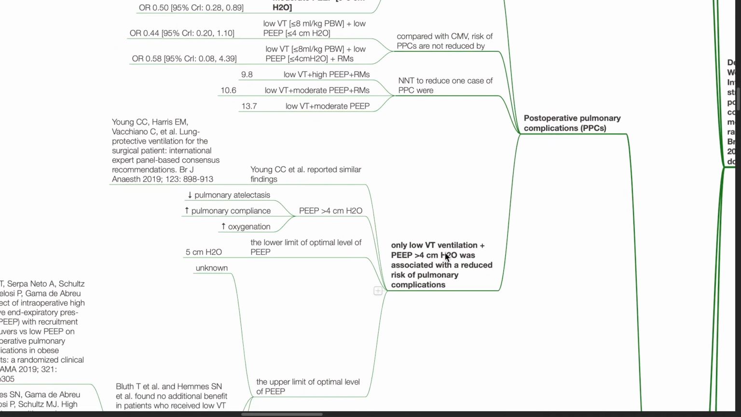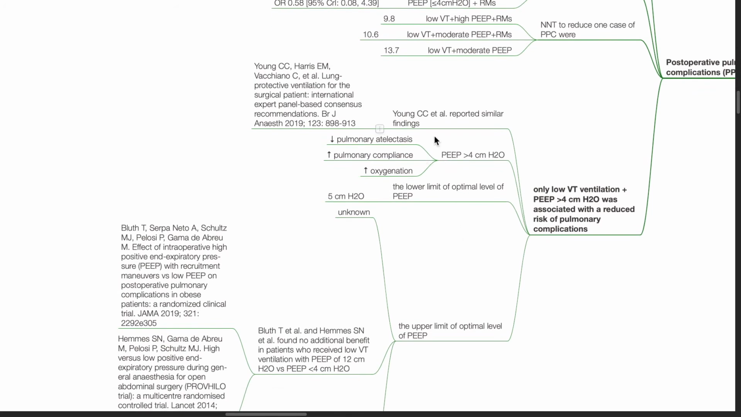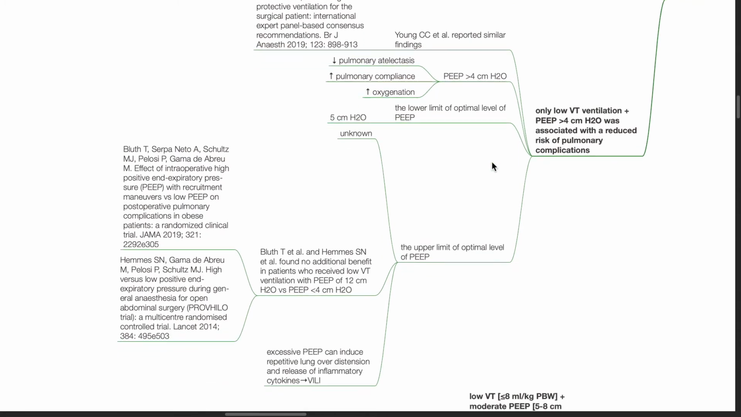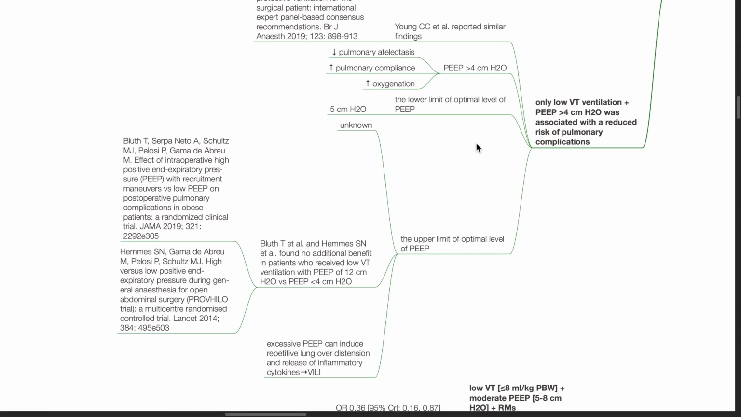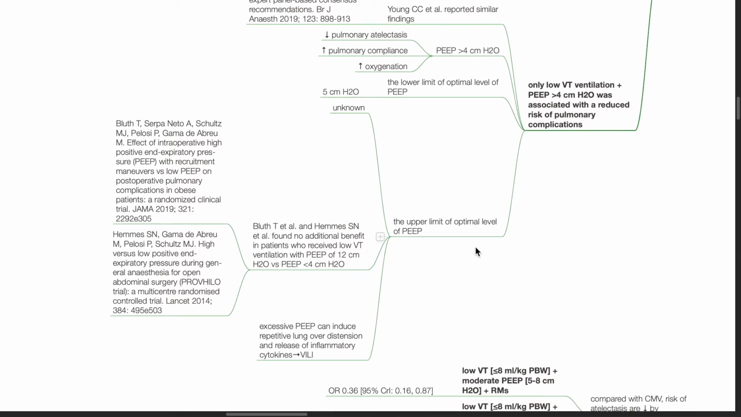Only low tidal volume ventilation plus PEEP of more than 4 cmH2O was associated with a reduced risk of pulmonary complications. Yang CC et al. reported similar findings. PEEP of more than 4 cmH2O reduces pulmonary atelectasis and improves oxygenation and lung compliance. The lower limit of optimal level of PEEP was found to be 5 cmH2O. However, the upper limit of optimal PEEP is unknown.